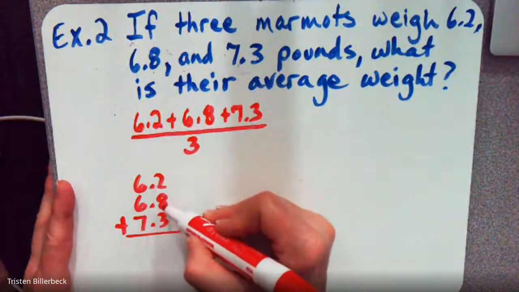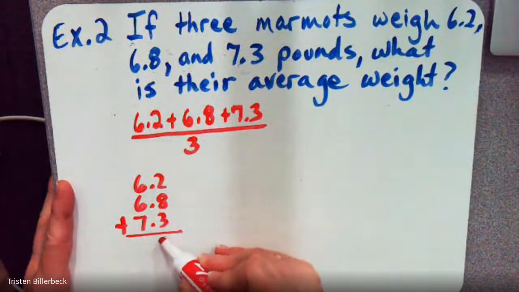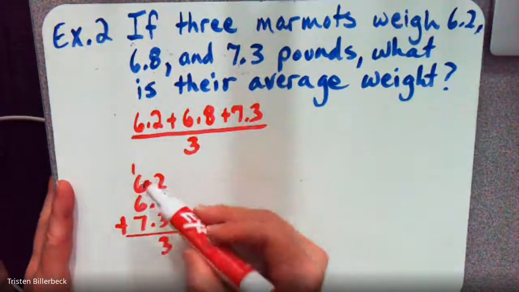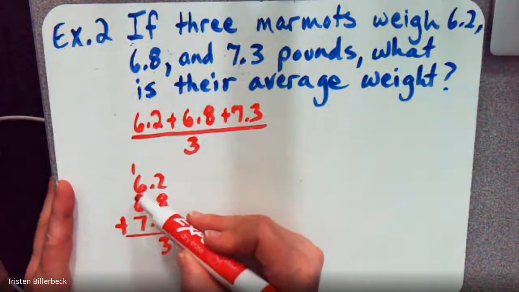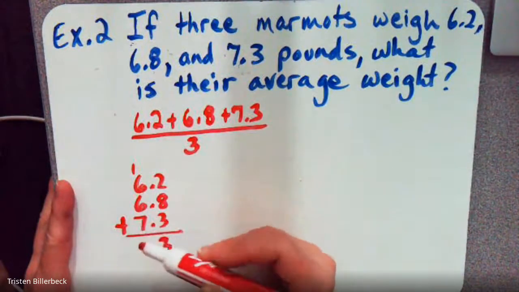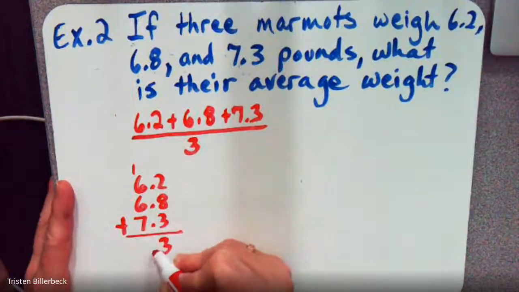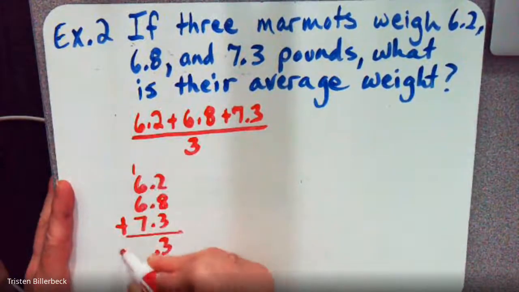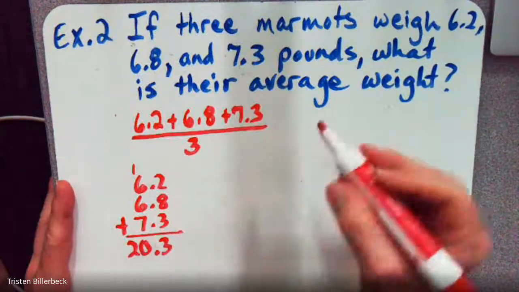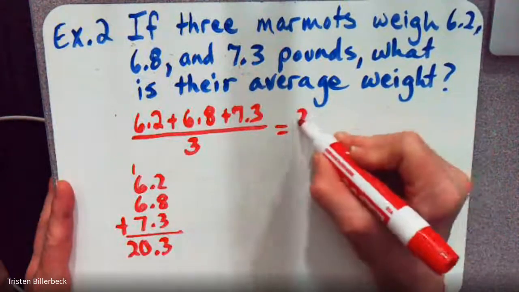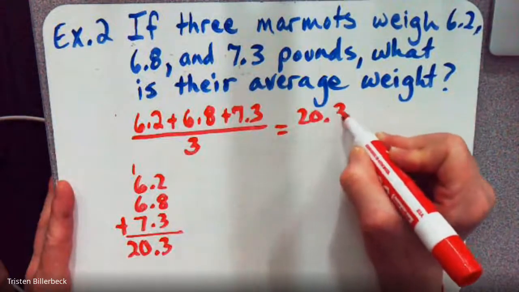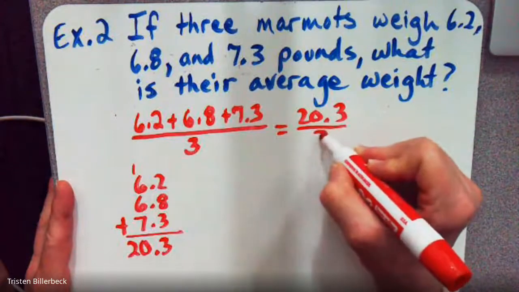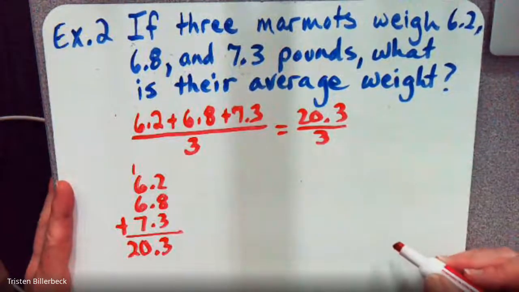So we have 2 plus 8 is 10, plus 3 is 13. And 1 plus 6 is 7, 7 plus 6 is 13, 13 plus 7 is 20. So the decimal goes here because it's lined up, and then we have the 20. So we see that this is 20.3 divided by 3. Now we have to figure out what that is.